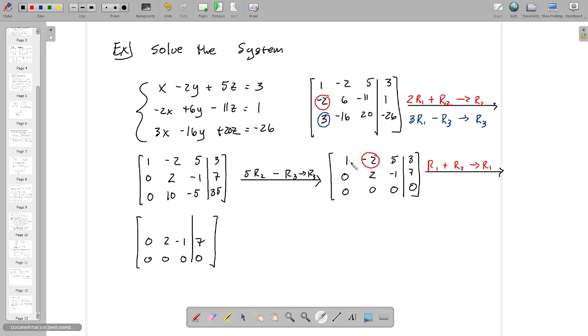Row 1 plus row 2 will be 1 plus 0 is 1. -2 plus 2 is 0. 5 plus a -1 is 4. And 3 plus 7 is 10.